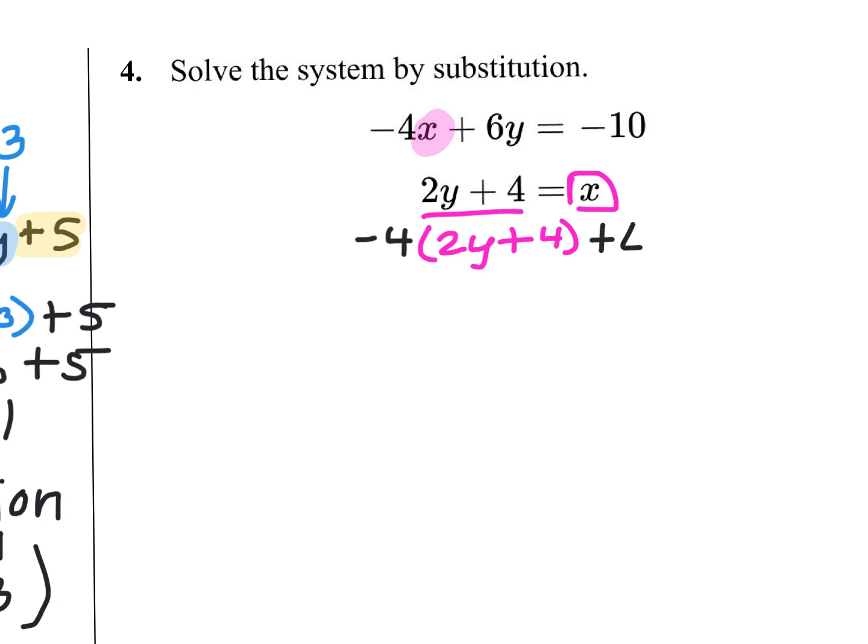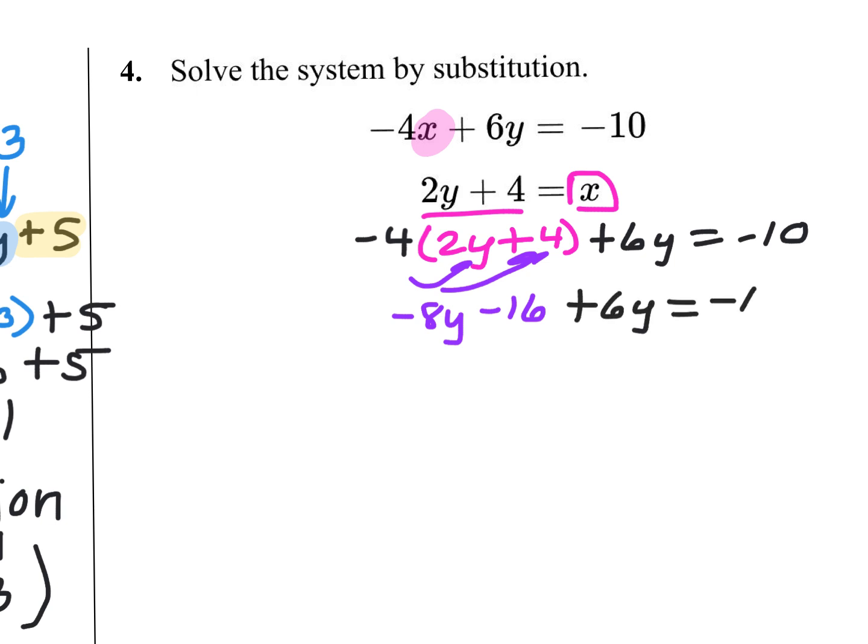Then I'm going to bring down the rest of the equation. So then I'm going to distribute. So negative 4 times positive 2y is negative 8y. Negative 4 times negative 4 is negative 16. Then I'm going to bring down the rest of the equation. So plus 6y equals negative 10. Then I have like terms that I need to put together. Negative 8y plus 6y is negative 2y. Then I'm bringing down the minus 16 that I haven't done anything with yet. And the equals negative 10.